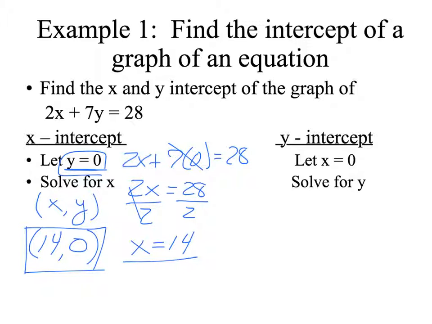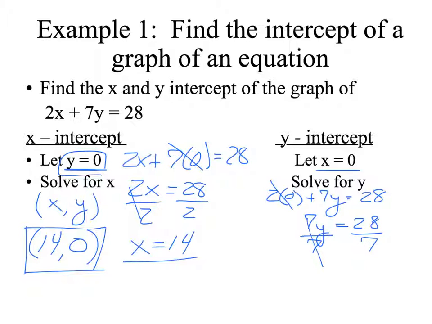Using the same problem now, we need to find the y-intercept, but this time we're going to let x equal 0. So 2 times 0 plus 7y needs to equal 28. 2 times 0 is 0, which will go away. So 7y equals 28. Divide each side by 7, and we get y equaling 4.